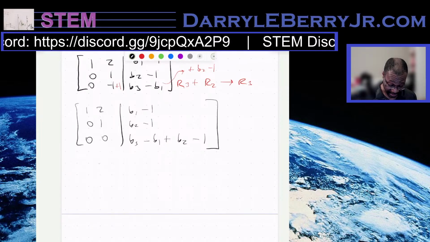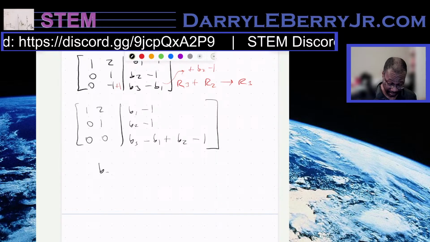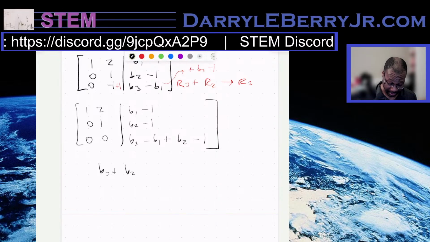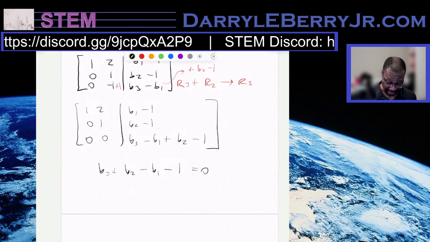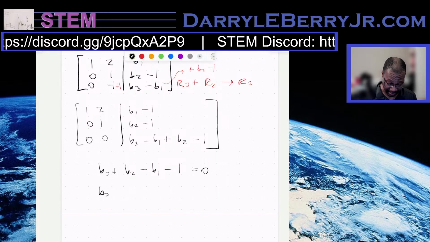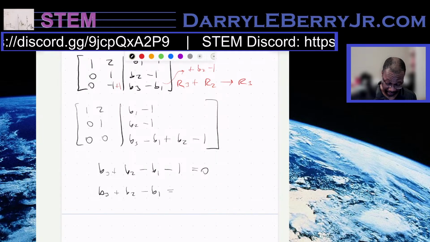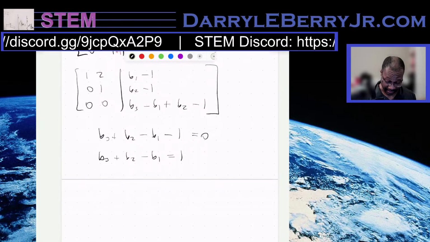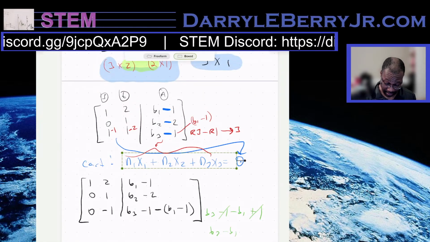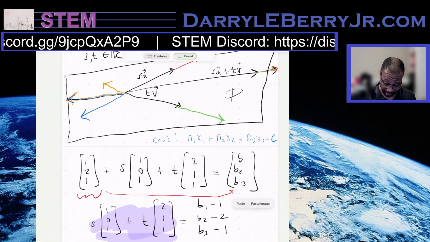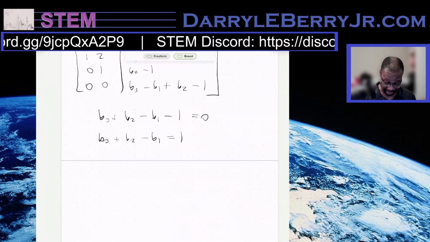So I'm going to pull this out. I'm going to have b3 plus b2 minus b1 minus 1 equals 0. So then my constraint equation is b3 plus b2 minus b1 equals 1. And since we are putting it in this form, we had a constant on the left side, so it didn't quite equal 0. So C is not going to be 0 in this case.